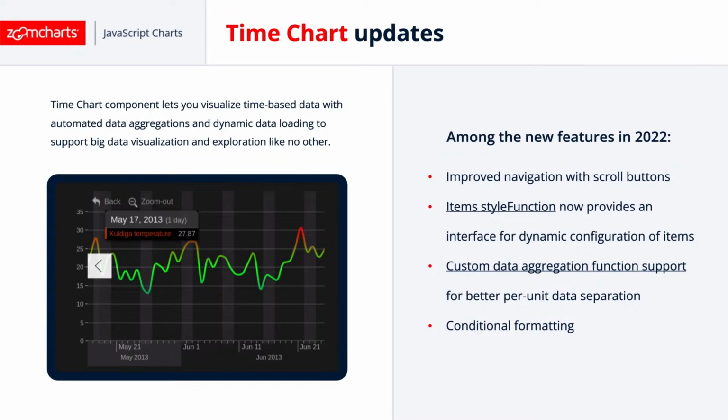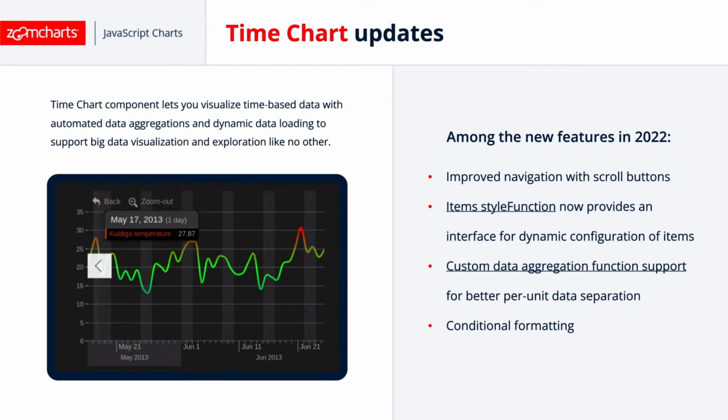So, just briefly, the things I'm about to demo are the scroll buttons, which you see in the screenshot. We have a style function for items, which lets you change how individual data points are drawn and styled. We have custom data aggregation functions, which allow you to control how the data looks at different time units in exacting detail. And we have conditional formatting, which we'll talk about briefly now and go into a little bit more detail later on.